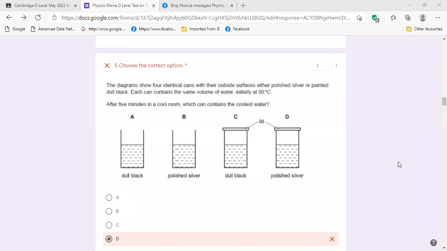Identical cans with their outside surfaces either polished silver or painted dull black. Each can contains the same volume of water initially at 80 degrees Celsius. After 5 minutes in a cool room, which can contains the coolest water? So first you tell me which one would be coolest.